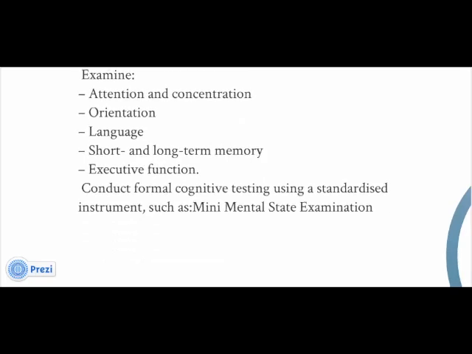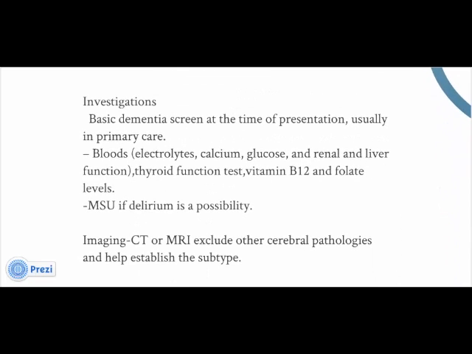Going on to investigations. Investigations of suspected dementia should include conducting a basic dementia screen at the time of presentation, usually in primary care, including routine hematology, including electrolytes, calcium, glucose, U's and E's, LFTs, TFTs, B12 and folate. Perform a midstream urine test if delirium is a possibility.